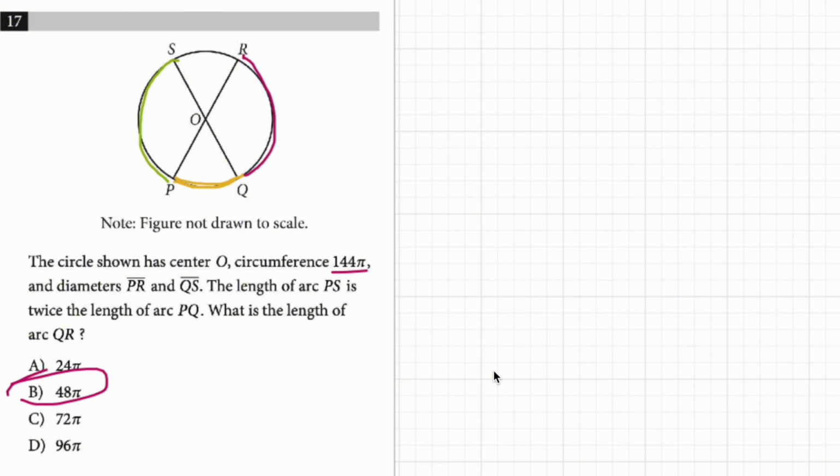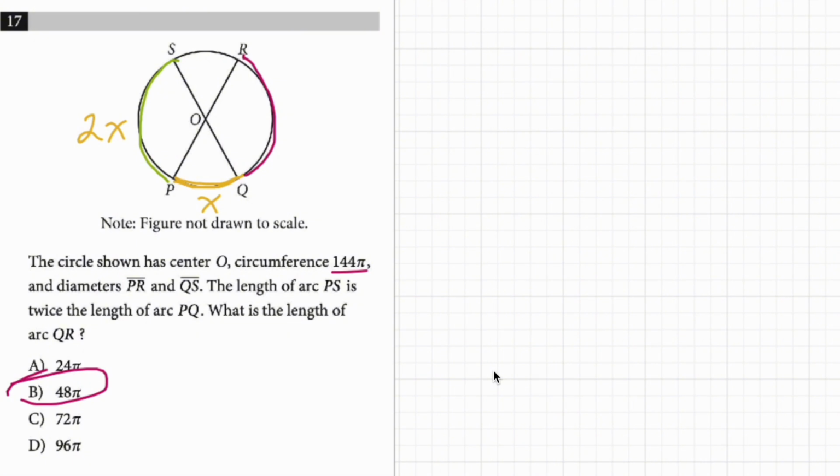Okay. Let's talk about the algebra. There is an algebraic way to do this. We can express length PQ in terms of x, some unknown length. Does that make sense so far? And then PS, that arc in green, is double PQ, so we could express that as 2x. Does that make sense?